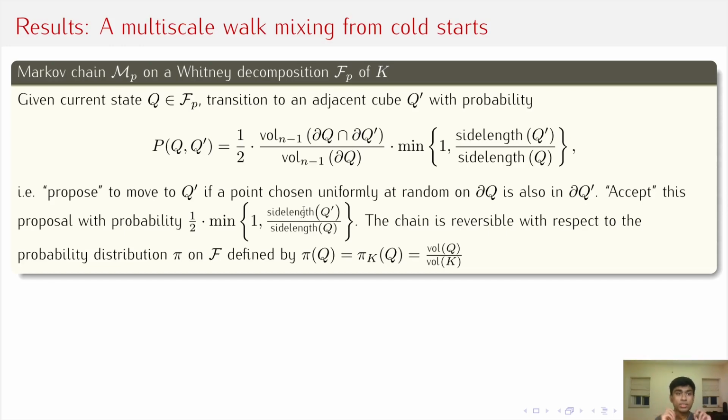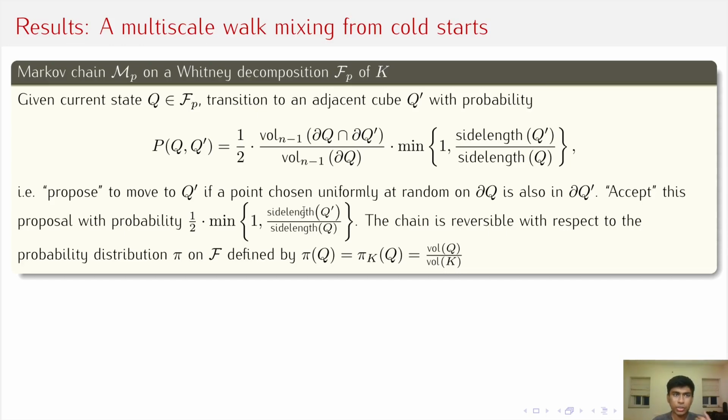And then I propose a move to the other cube Q prime, which is also incident on this point that I have chosen on the boundary. And then with some acceptance probability, I accept this proposed move. So this acceptance probability is just in order to ensure that the final stationary distribution of this Markov chain is the distribution we are interested in, which is the analog of the uniform distribution on the convex body.